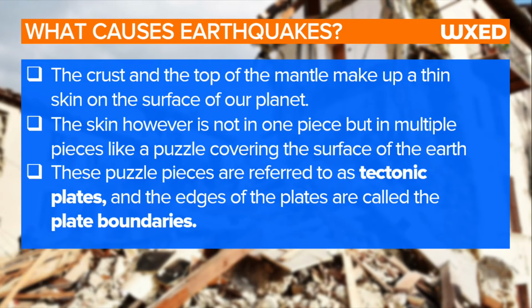The crust and the top of the mantle make up a thin skin on the surface of our planet. The skin, however, is not in one piece, but in multiple pieces like a puzzle covering the surface of the Earth, as you'll see in the picture next up. These puzzle pieces are referred to as tectonic plates, and the edges of the plates are called the plate boundaries.